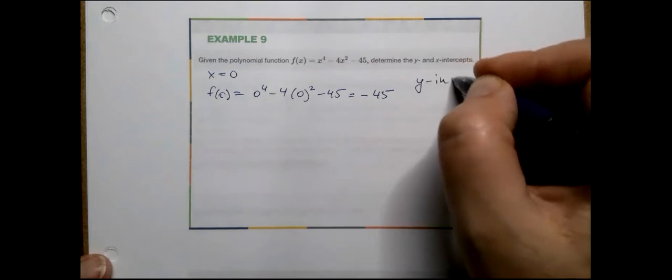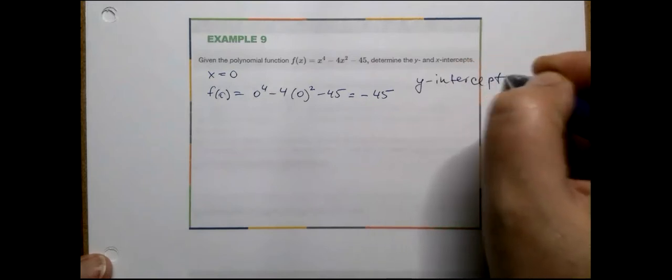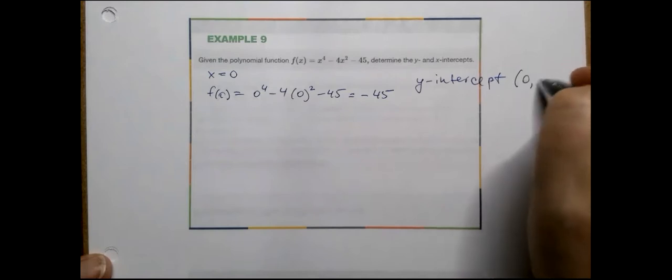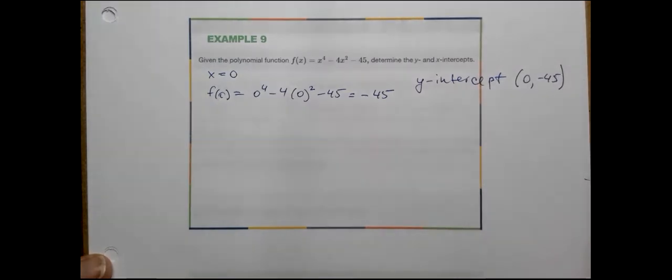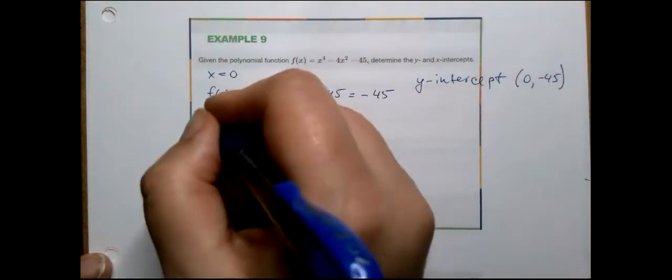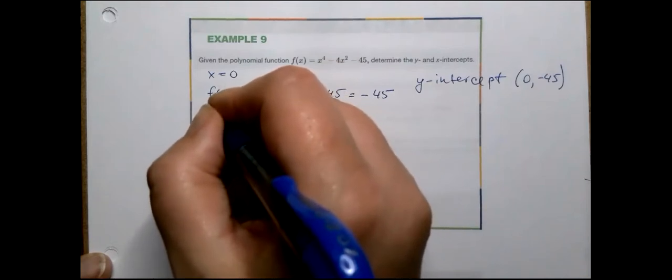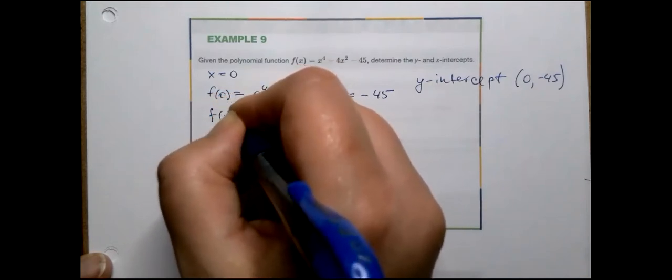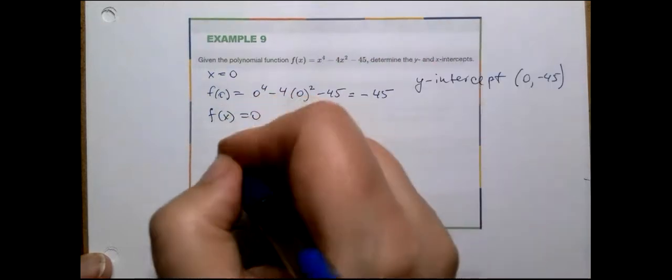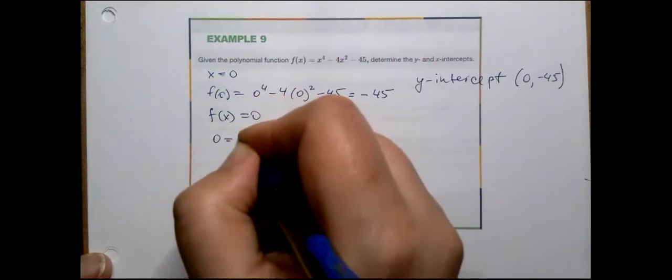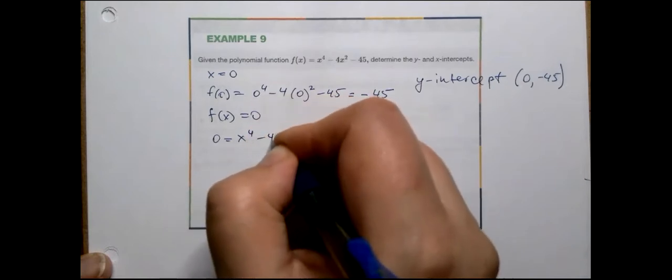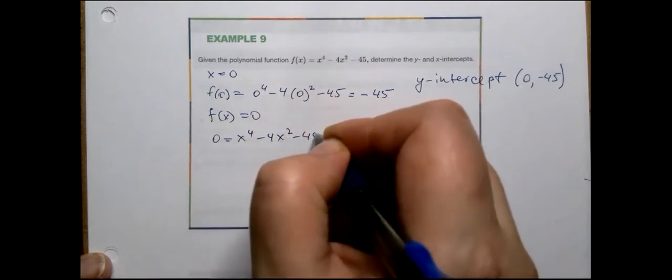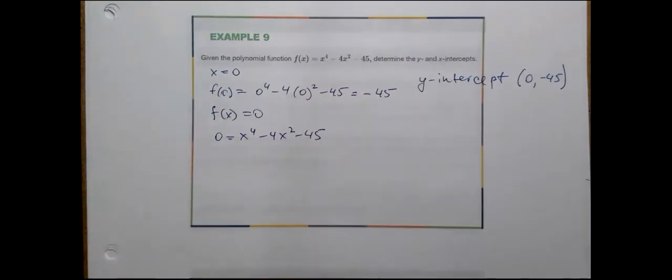So our y-intercept is (0, -45). All right. What about the x-intercepts? For the x-intercepts, we're going to set y, or f of x, equals 0. Plug it in. We're going to have 0 equals x to the fourth minus 4x squared minus 45. So again, in order to solve this, we need to factor.